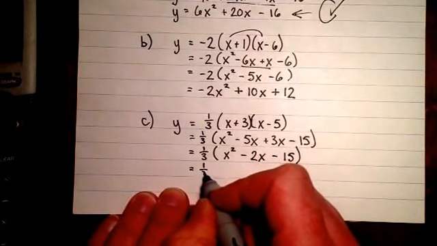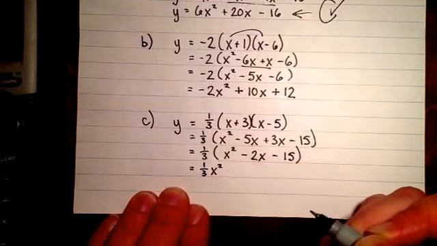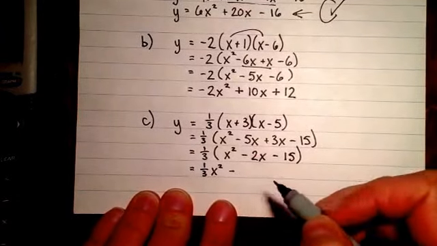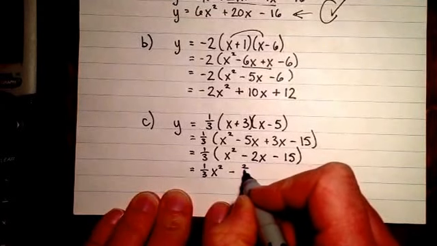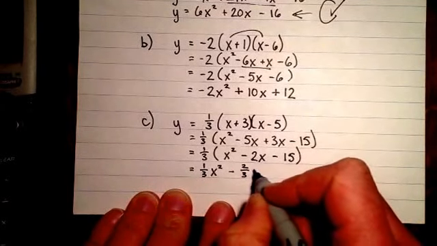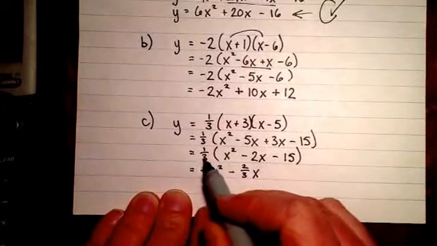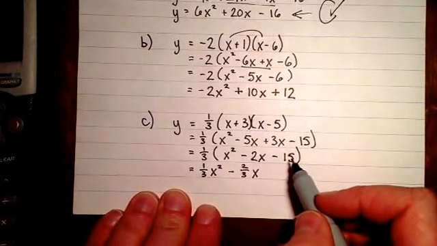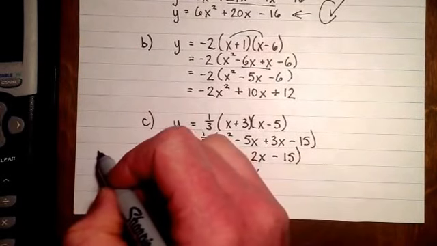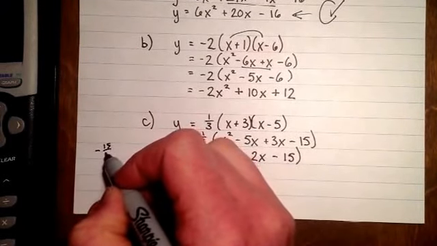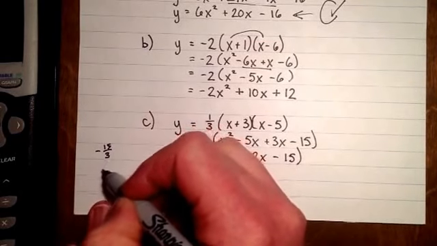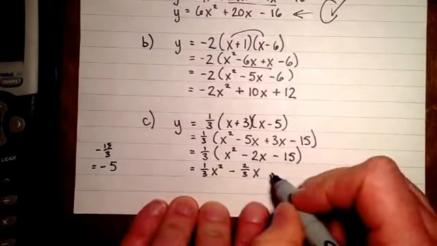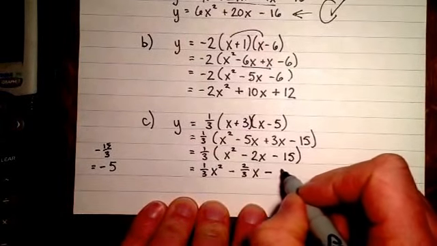So we're just going to have 1/3 x squared. 1/3 times negative 2, it's got to be negative. And 1/3 times 2 is actually just 2/3. And then 1/3 times negative 15 is negative 15 thirds. If you want, we can do this over here. Negative 15 thirds, but that's negative 15 divided by 3, right? So this is equal to negative 5. So this is positive times negative, so it would be negative 5.